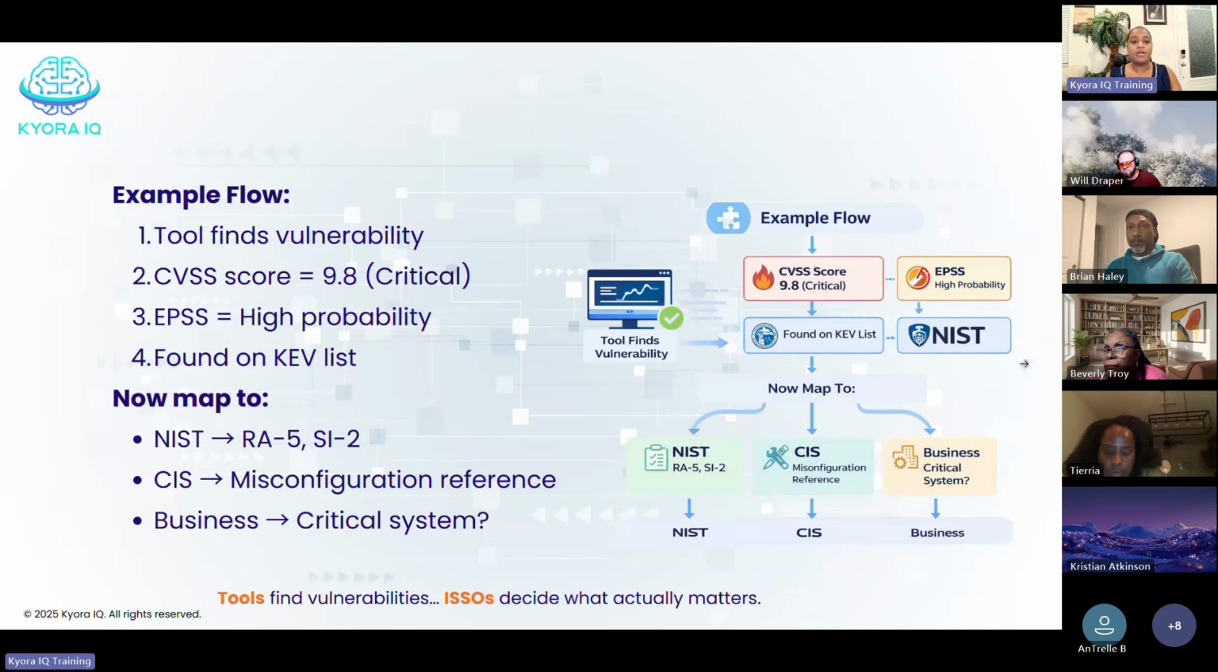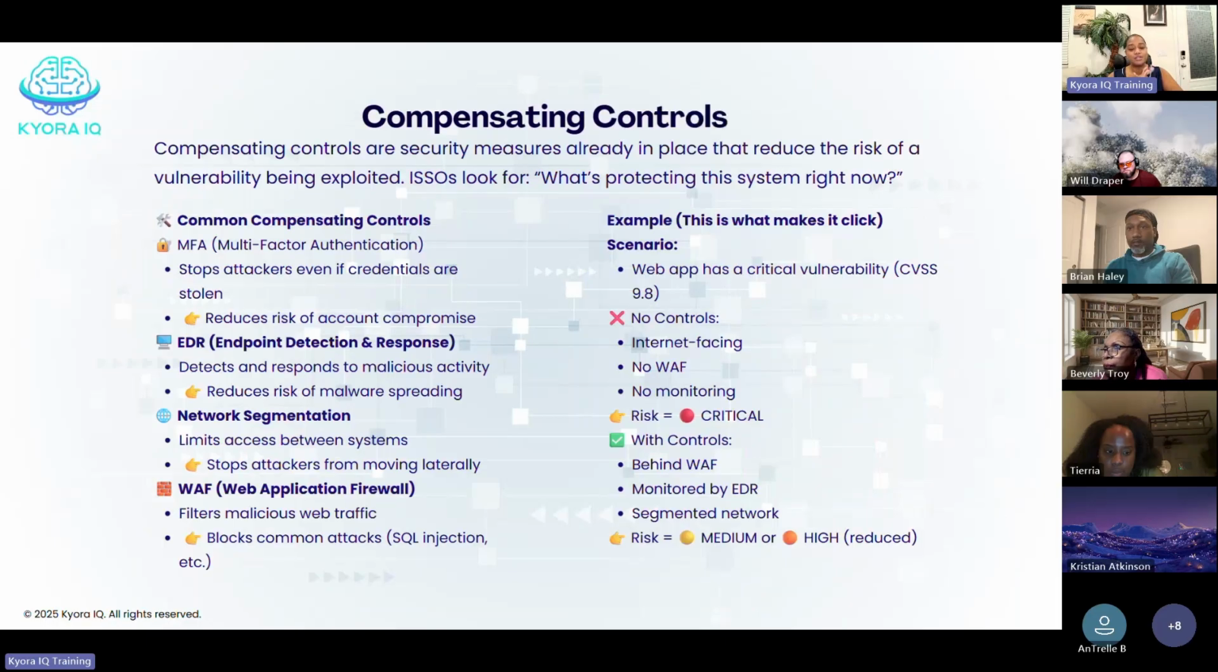All right. Compensating controls. So compensating controls are security measures already in place that reduce the risk of a vulnerability being exploited. So ISOs look for what's protecting this system right now, right? So common compensating controls are your multi-factor authentication.